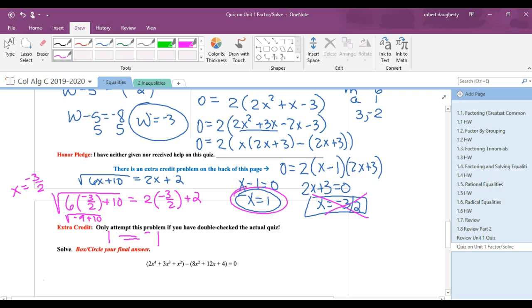You check this one, it will be the only solution. Let's check it. 6 times 1 is 6. 6 plus 10 is 16. The square root of 16 is 4. 2 times 1 is 2. 2 plus 2 is 4. 4 equals 4. So that's your only solution.